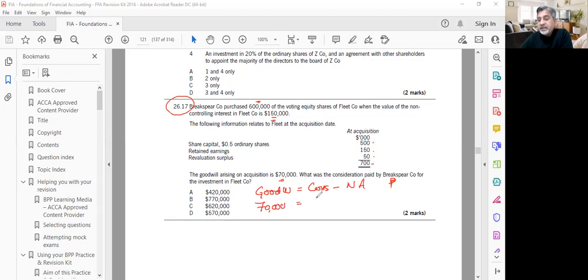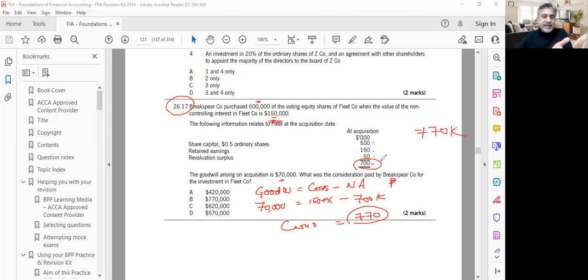Consideration, they have not given us. They gave us 150,000 by the NCI plus the parent, which is X, minus the net assets are 700,000. So it means that the consideration total is equal to whatever you have paid, 770,000 for this company. So the total amount which was paid to acquire the company was 770K. That's very simple.